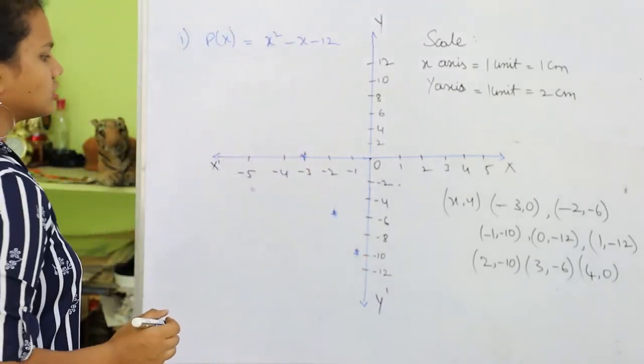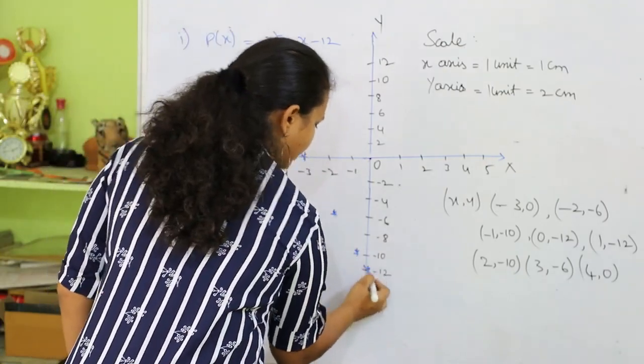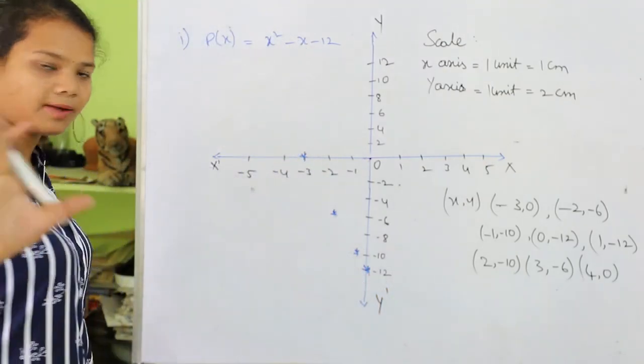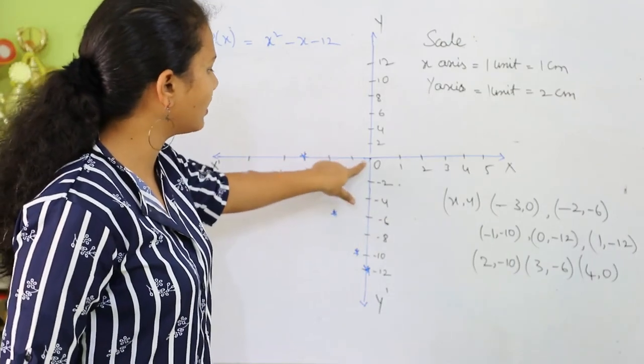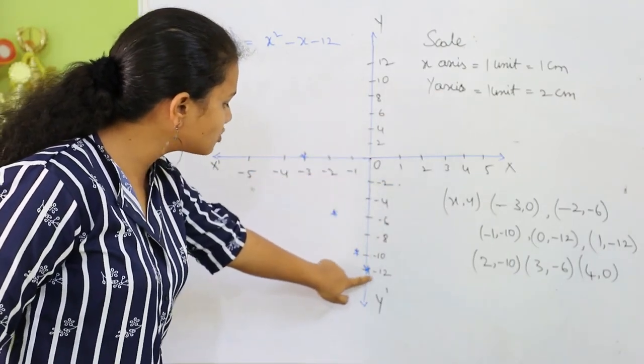Next, 0 comma minus 12, 0 at x-axis. Clear? Are you getting it? What I am doing is just making 0 over here, and minus 12 means y-axis, right? You must consider minus 12 somewhere over here.